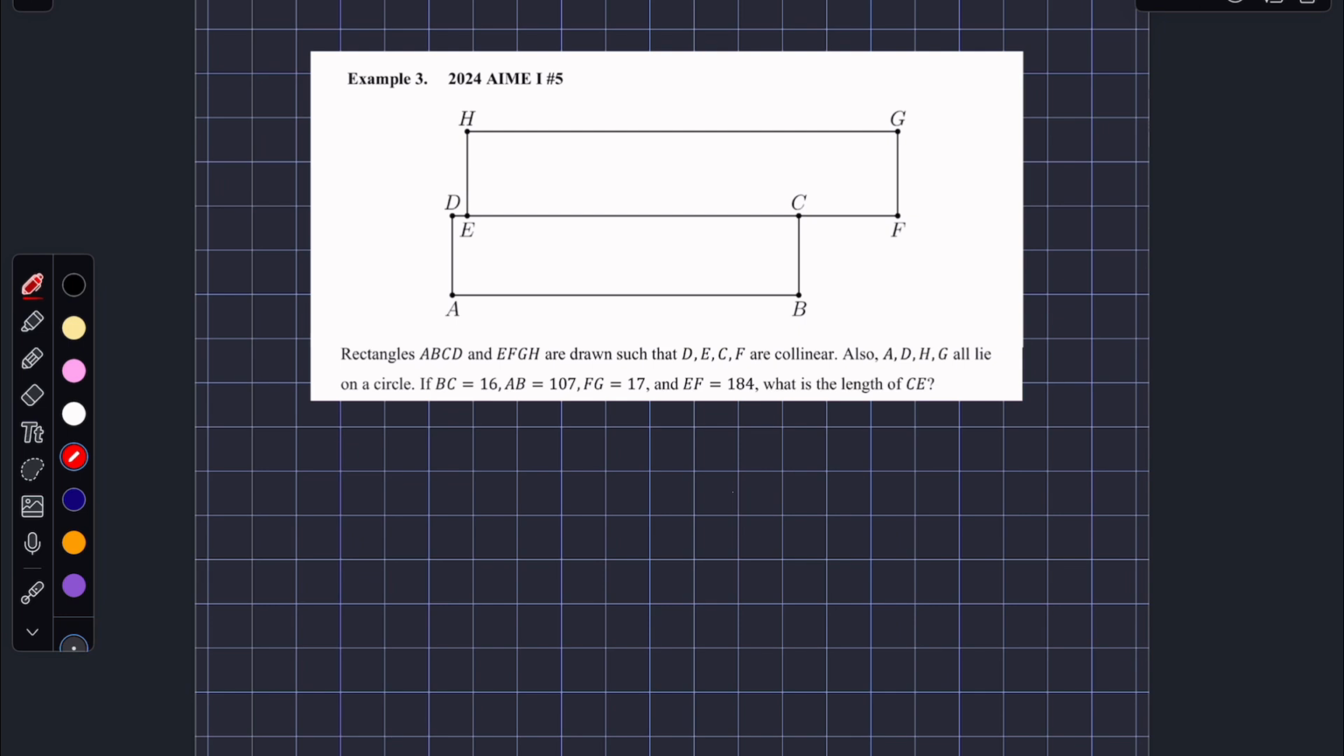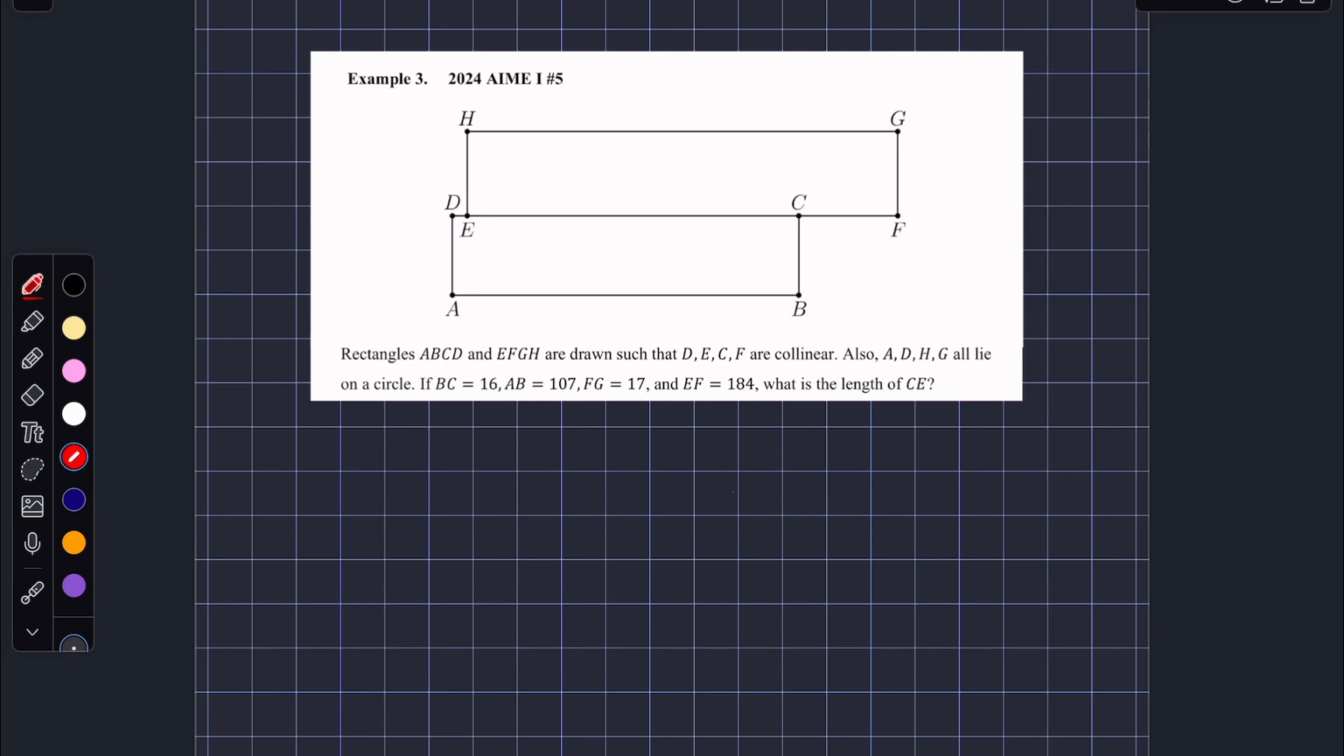Today's video will be solving this pretty simple problem from last year's AIME 1, question number 5. If you want to, you can go ahead and pause the video and try to find the solution. I'll go ahead and solve the problem now.